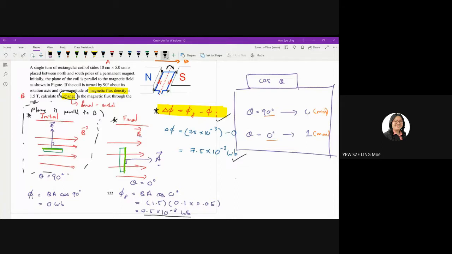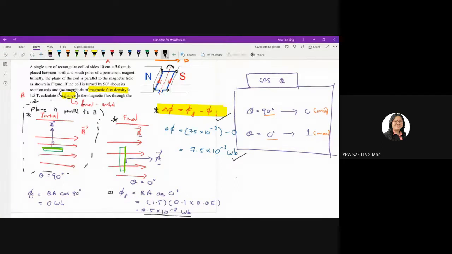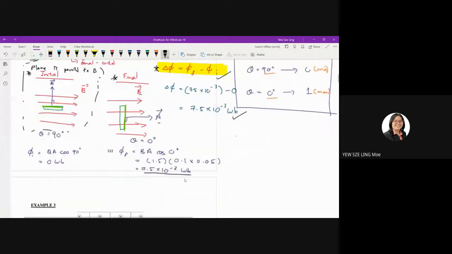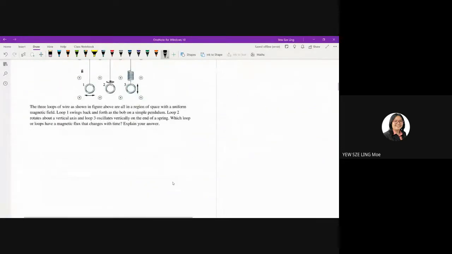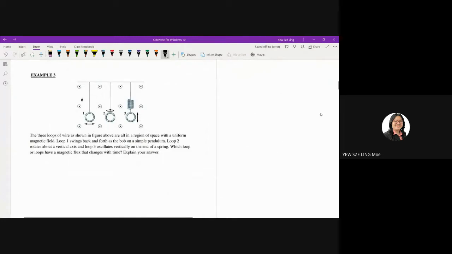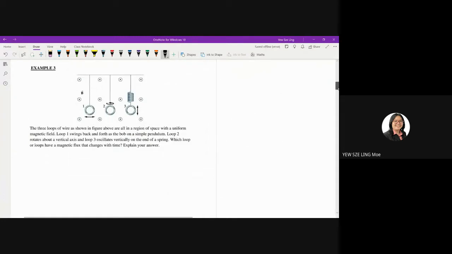Okay, so next we're going to look at example 3. Now, example 3 is a very interesting question. Why is it interesting? Because it tests whether you understand what it means by a change in magnetic flux. What happens when there is a change in magnetic flux? And in which case, now we are given three situations, in which situations will we have an induced EMF.